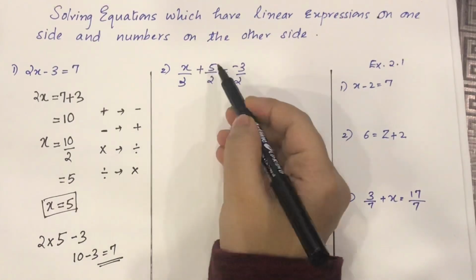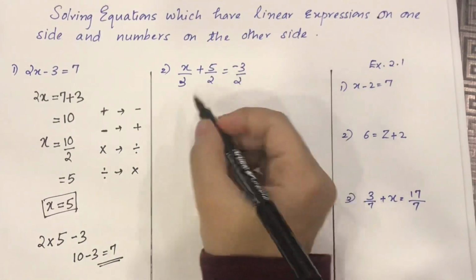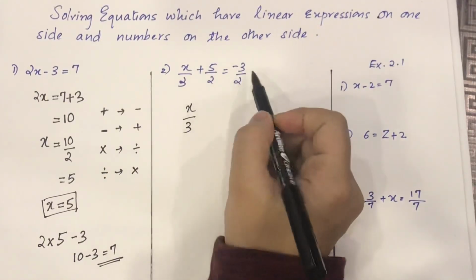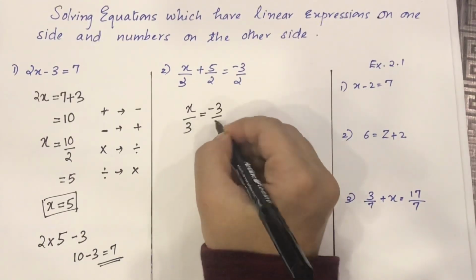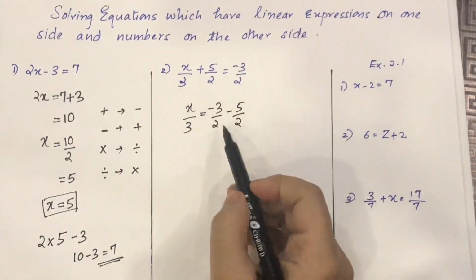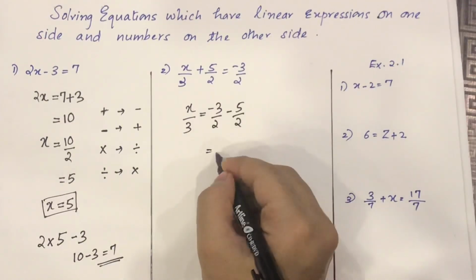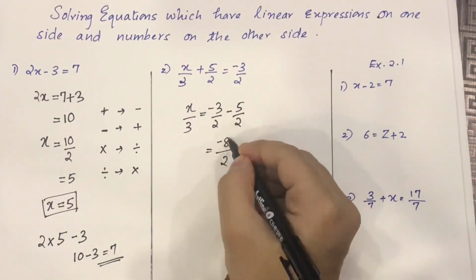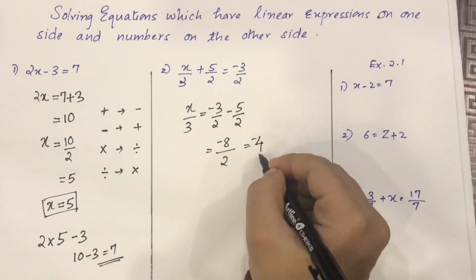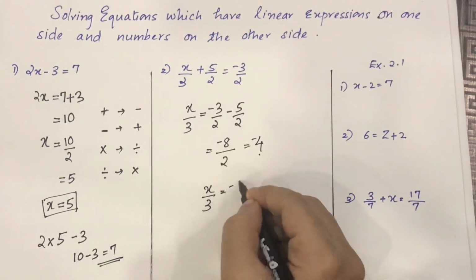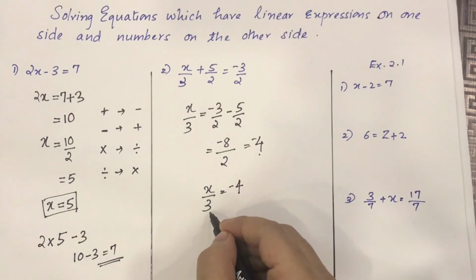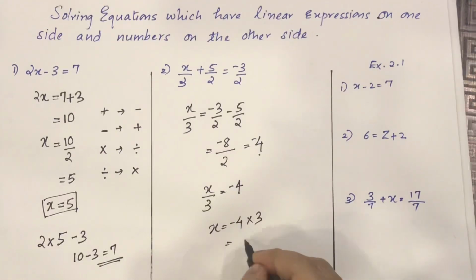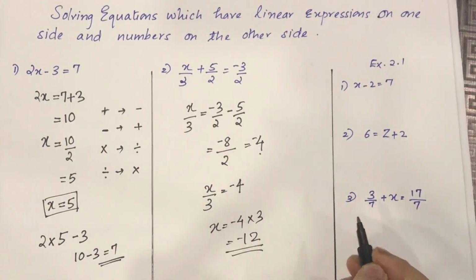x by 3 plus 5 by 2 is equal to minus 3 by 2. So you write x by 3 just as it is. You have to take the plus 5 by 2 to the other side. So it becomes minus 5 by 2. So here the denominators are the same. So you write it as it is. Minus 3 minus 5 is minus 8. So minus 8 by 2 is minus 4. So x by 3 is equal to minus 4. Here it is division. So when you take it to the other side, it becomes multiplication. So minus 12 will be the final answer.